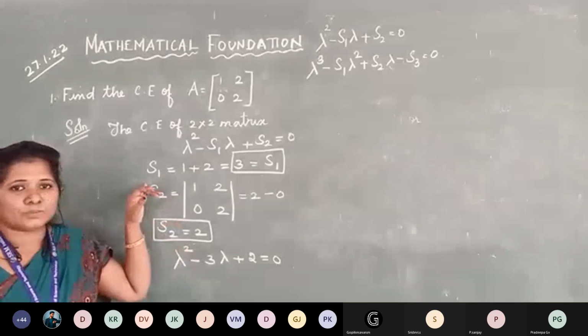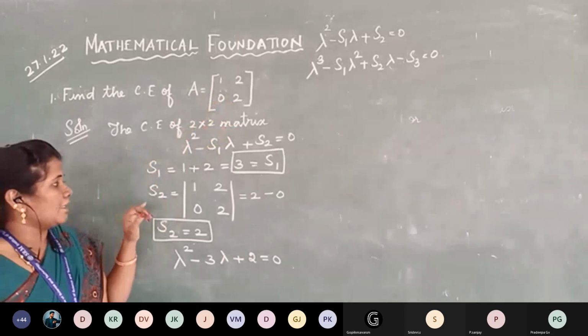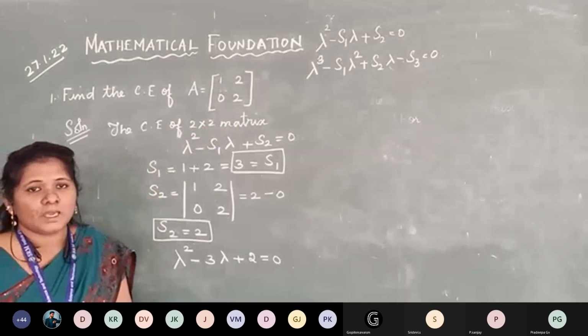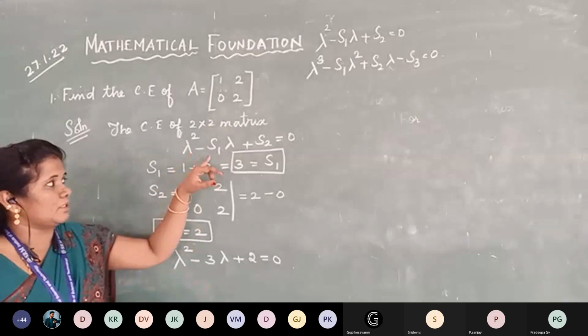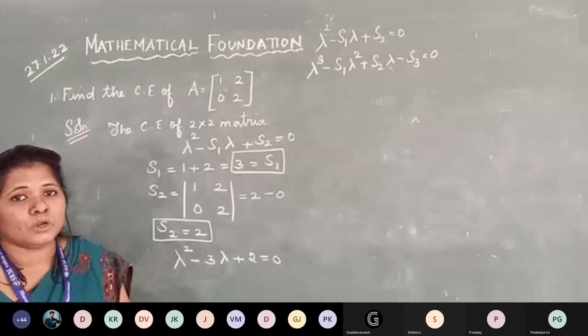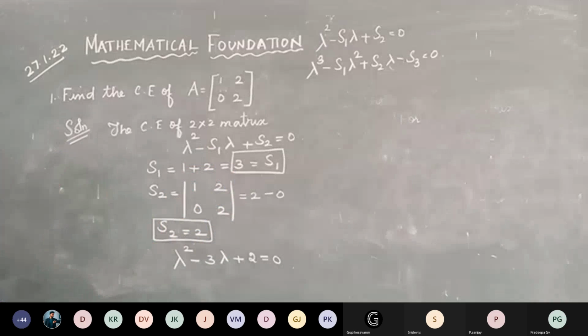How will you find your S1? S1 is the sum of the main diagonal elements, and S2 is the determinant of A. We substitute and find the values. That's it. Then we substitute in this equation, minus S1. If S1 has a minus value, minus into minus will become plus. Find out your characteristic equation.